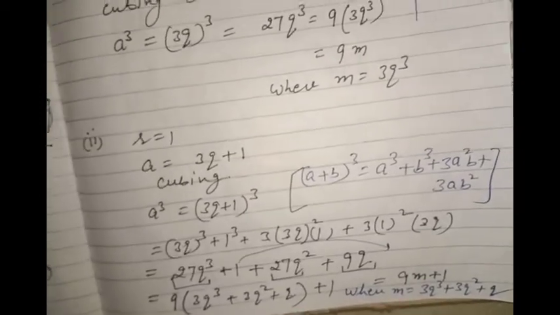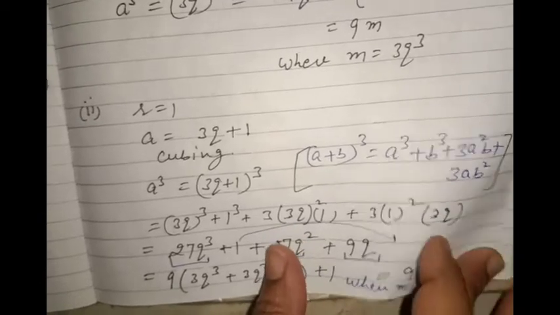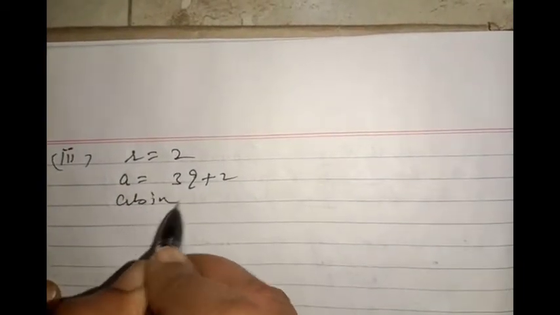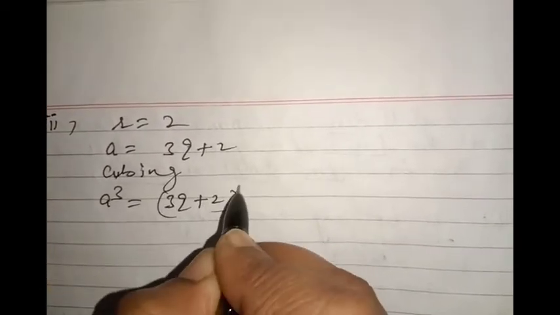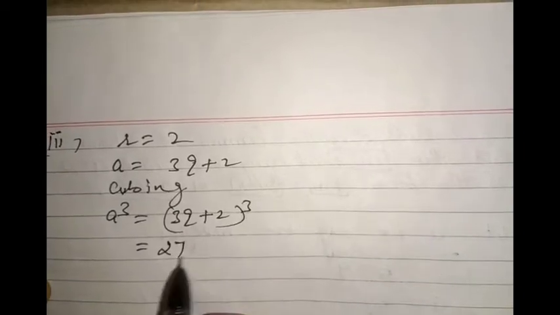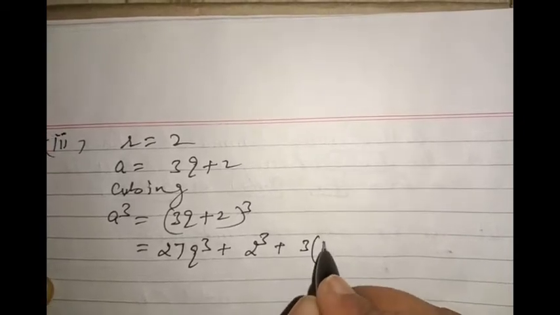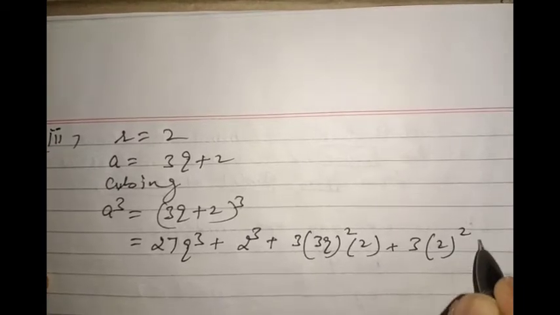Now we'll discuss the third case, which is r is equal to 2. So a is equal to 3q plus 2. Again cubing, we will get a cube is equal to (3q plus 2) cube, which is equal to a cube plus b cube plus 3a square b plus 3b square a.